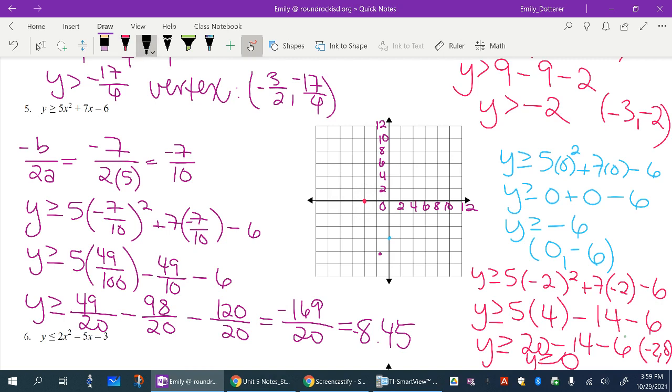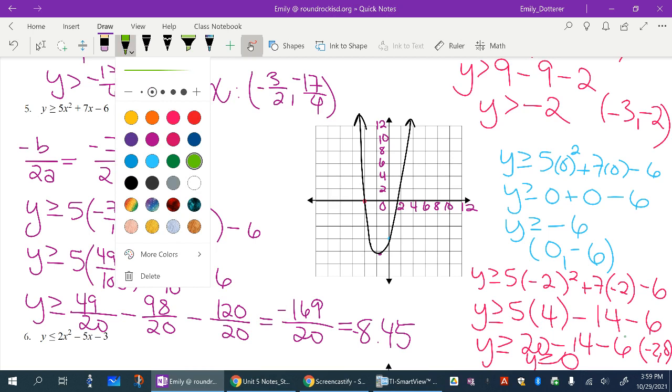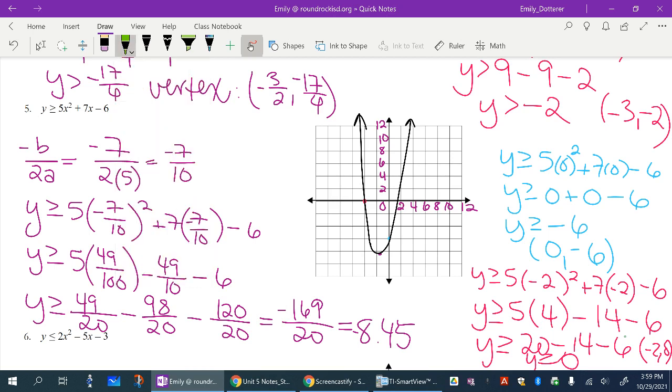Okay. This time we're going to have a solid curve. Okay. Remember, we do have to do shading. If we don't have shading, we have not graphed our inequality correctly. So 0, 0 is not on our curve. I'm going to pick that. Plug in 0 for x and y.